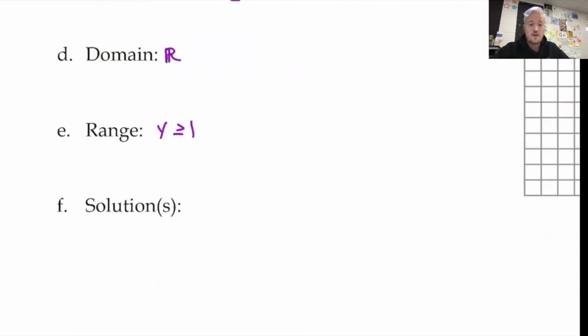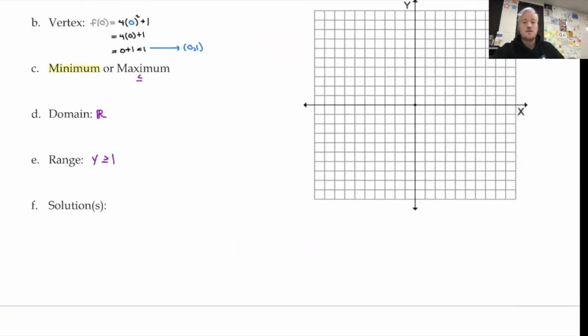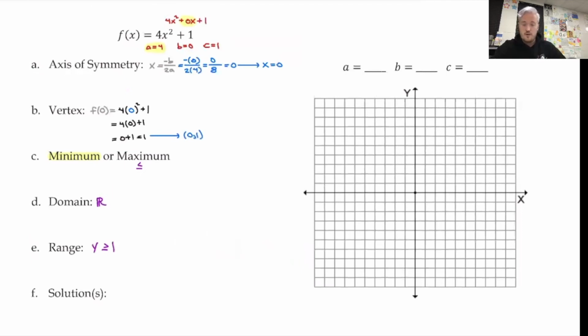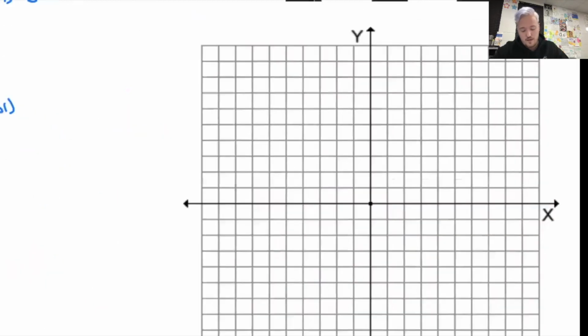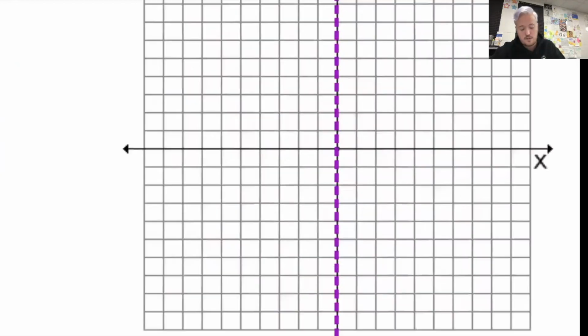All right, and now for the solutions, this is where I need to actually draw my parabola. So I'm going to use these attributes and go ahead and start drawing. I'm going to draw my AOS first, which is my vertical dashed line at 0, so it's going to be on top of the y-axis. Now I'm going to plot my vertex, which is at 0, 1.